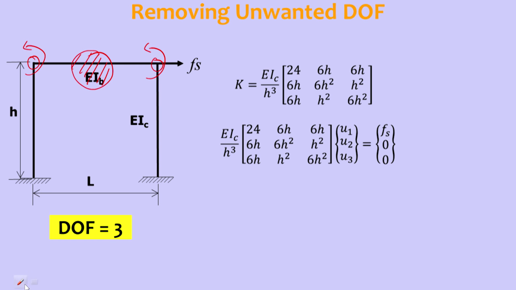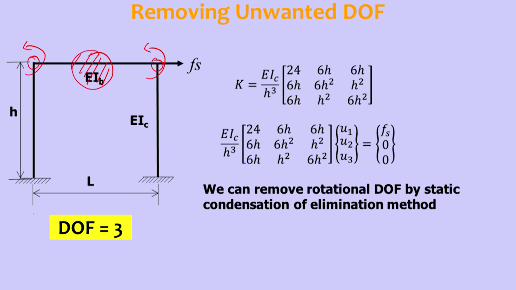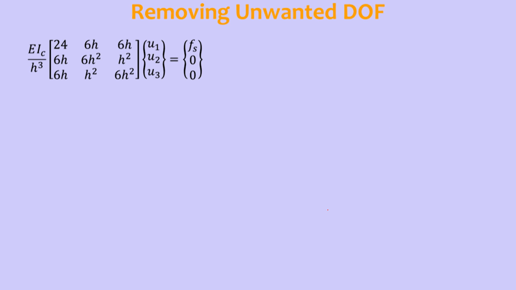These unwanted degrees of freedom can be removed by different methods, that is static condensation or the elimination method. So, there are these 2 methods, the static condensation method or the elimination method. So, what is this method? Let us discuss.